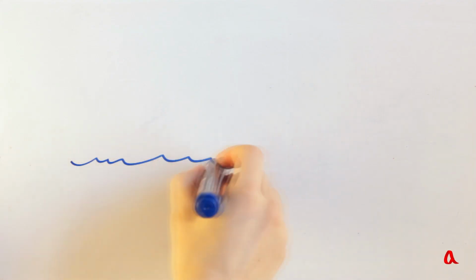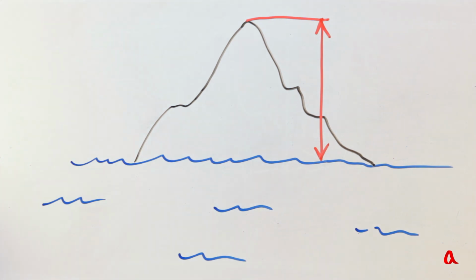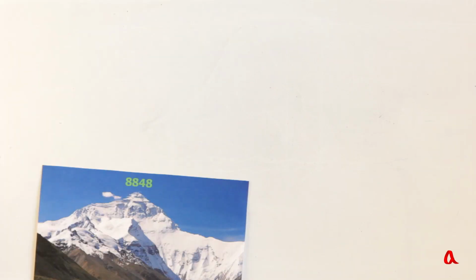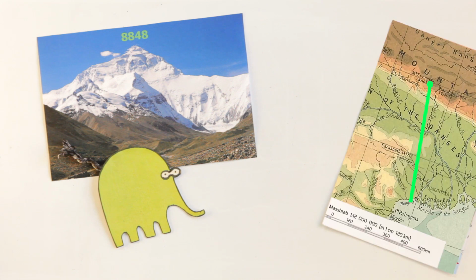We all know that mountain peaks' height is measured from sea level. For example, the height of Mount Everest, the highest mountain in the world, is 8,848 meters above sea level. Let's have a look at the map.